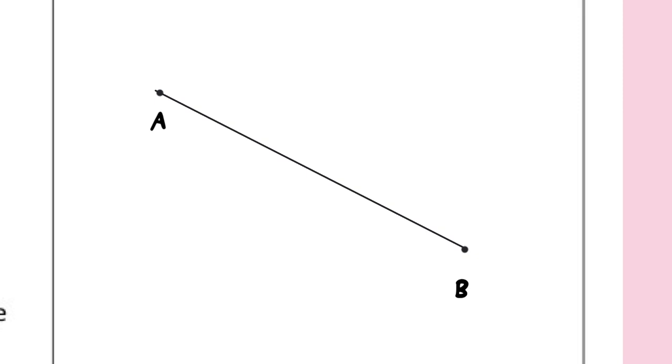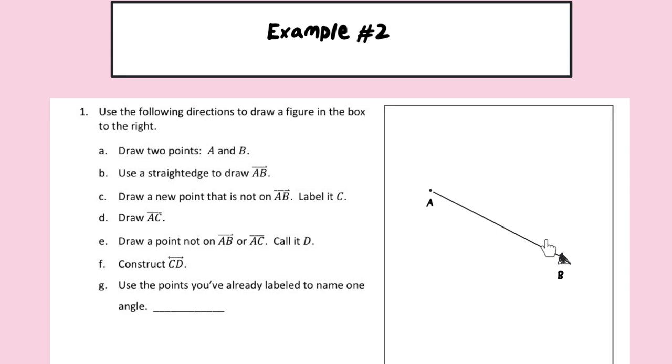Now I need to add an arrow onto B to make this a ray. Although I am no artist, we can see that I added an arrow here, and so now we have a ray between point A and B. Part C tells us to draw a new point that is not located on ray AB and label it C. So here's point C, not located on ray AB.